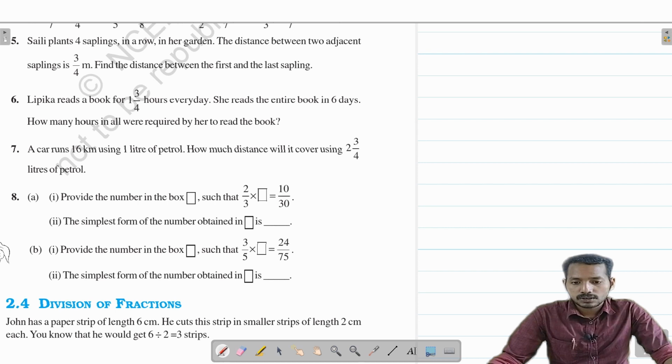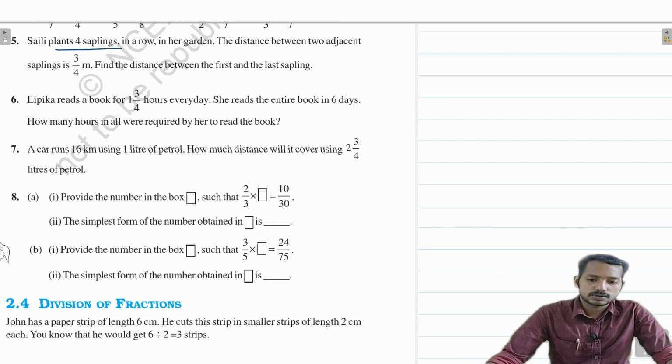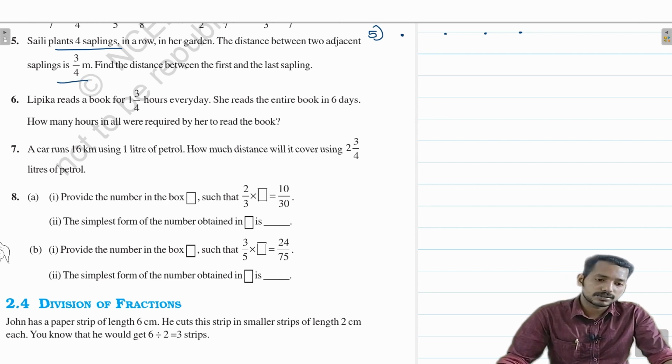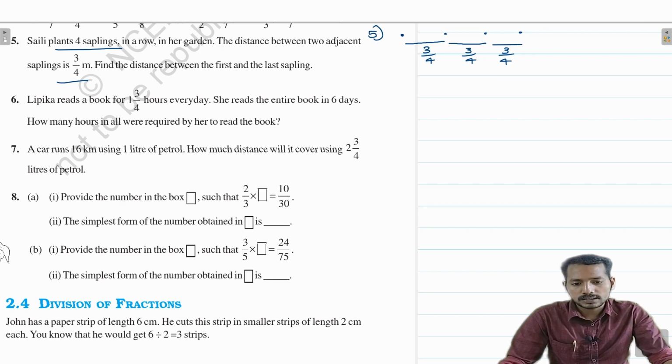So see here, Salini plants 4 saplings in a row. Question number 5. 4 saplings, 1, 2, 3, 4 in a row. The distance between two adjacent saplings is 3 by 4 meter. Find the distance between first and last saplings. That means we have to find the distance from first to last. What will be the distance?